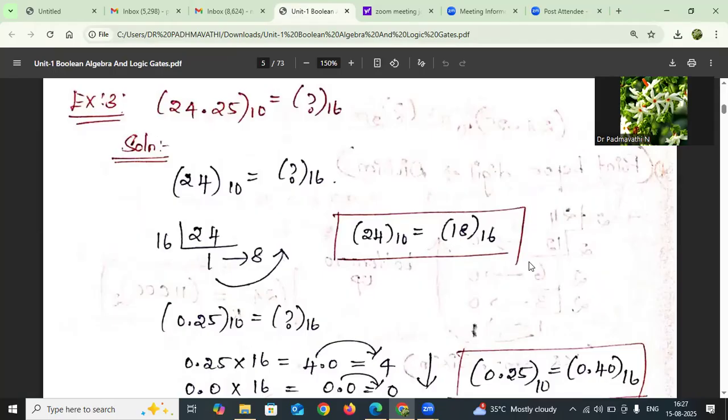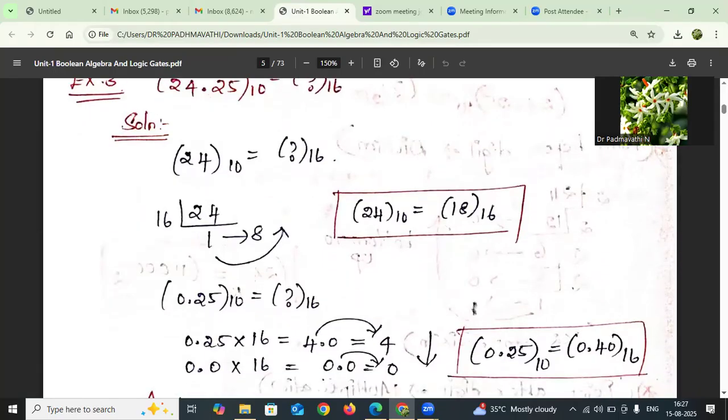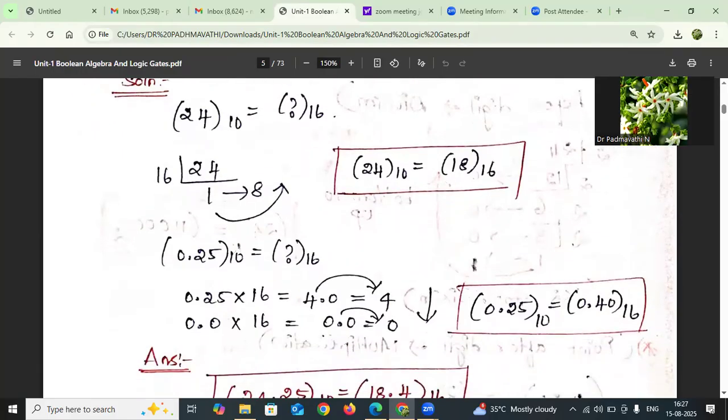So that is your whole number of 24 to the base 10, your hexadecimal is 18. Next one is 0.25. How can 0.25 in the decimal number system be converted into hexadecimal? Again here we can do the multiplication. So 0.25 into 16 is 4.0. Again we are taking only the 4, that is the whole number. The remainder after the decimal here is 0. So again, if you multiply 0 with 16, you are receiving only 0.